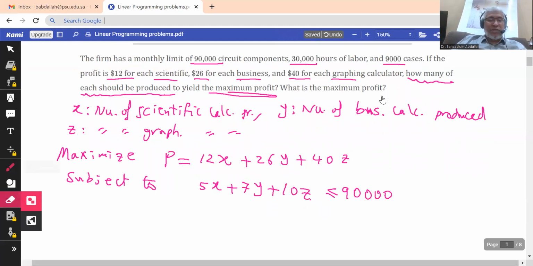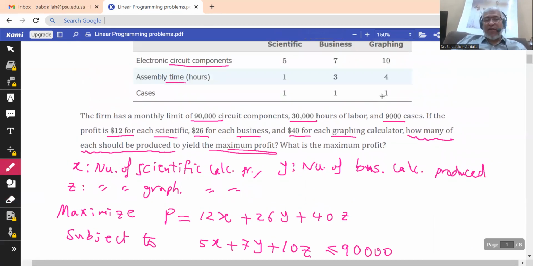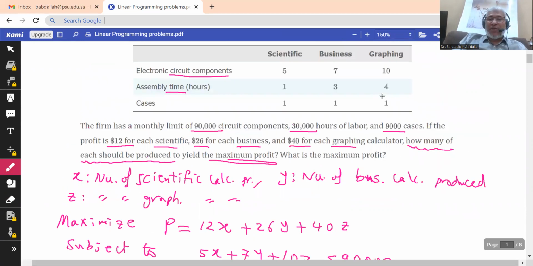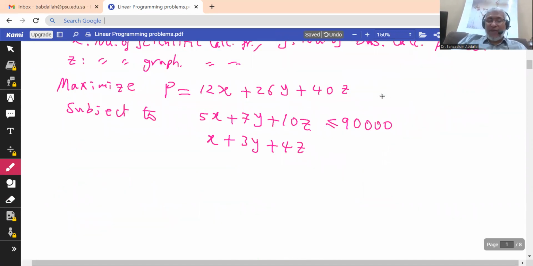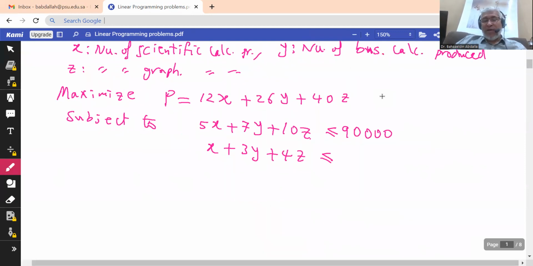Also the second constraint, regarding the assembly time. A scientific calculator needs 1 hour. So if I multiply 1 times X, the number of all scientific calculators, plus 3 times Y, the number of all business calculators, plus 4 times Z, the number of all graphing calculators, I'll have all the assembly time, all the hours used in production. So this should be less than or equal to 30,000 hours of labor because I don't have more than that.